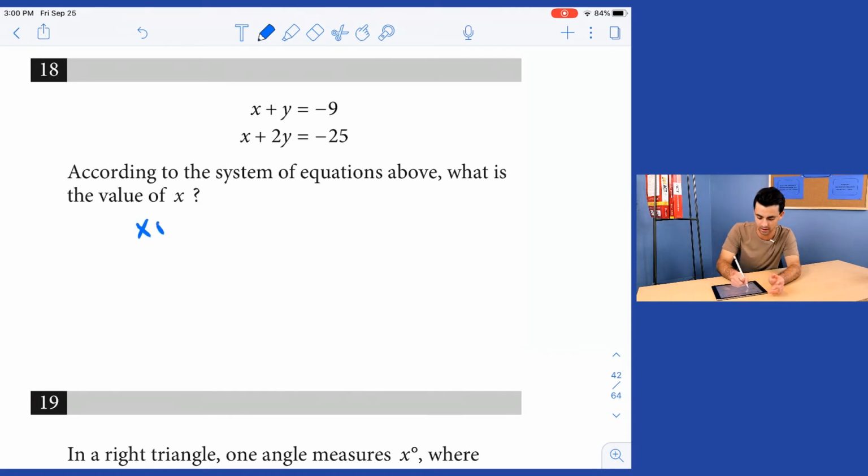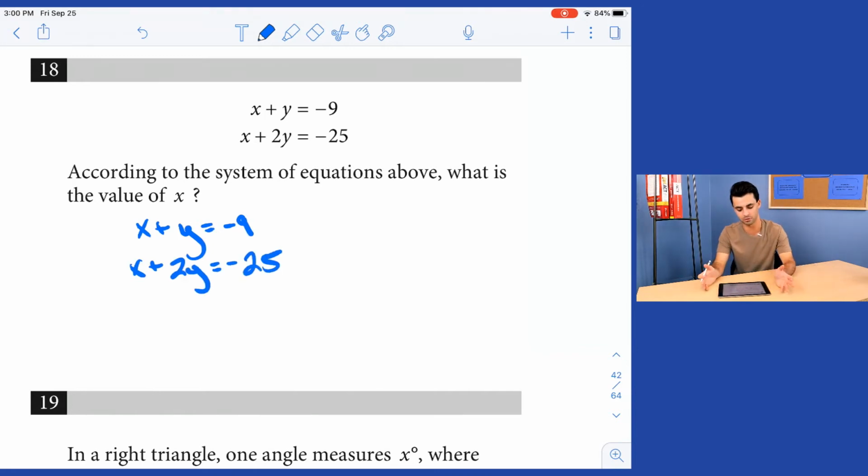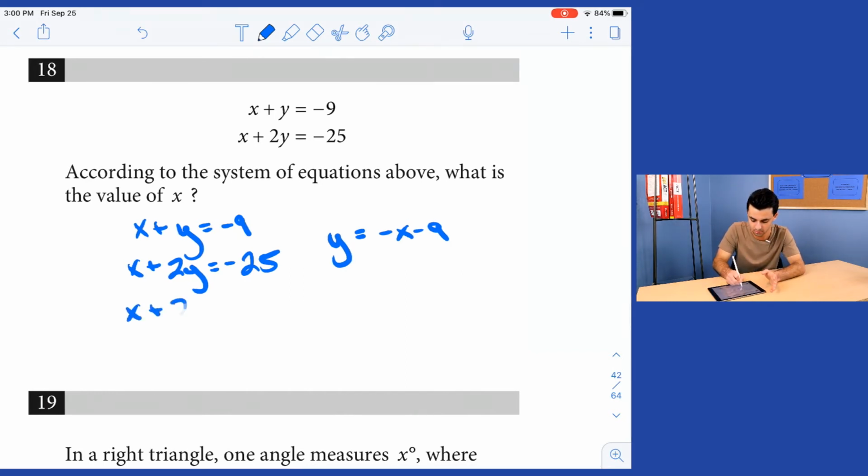Rewriting the equations, we got x plus y equals -9 and x plus 2y equals -25. And the first thing we want to do here is isolate for one of our variables so we can use substitution. So isolating for y in the top equation, we get y equals -x minus 9. And we're going to go ahead and plug that into our second equation. So we get x plus 2 times -x minus 9 equals -25.